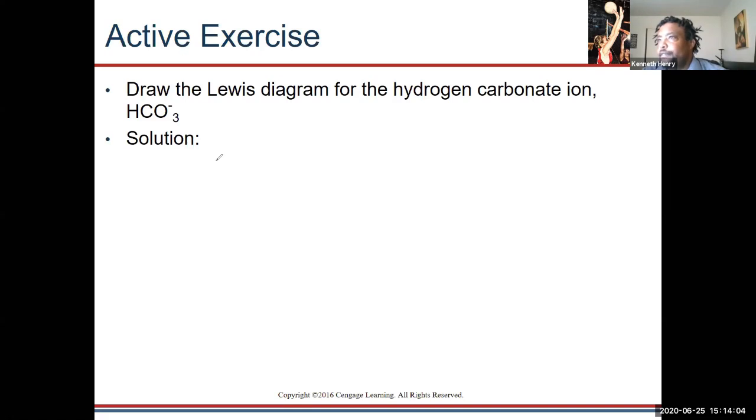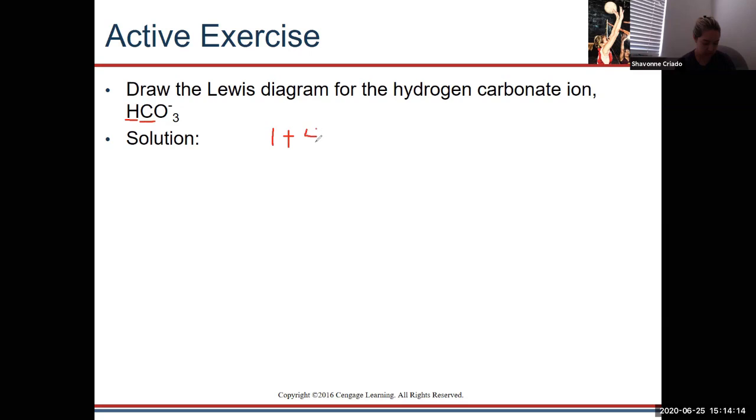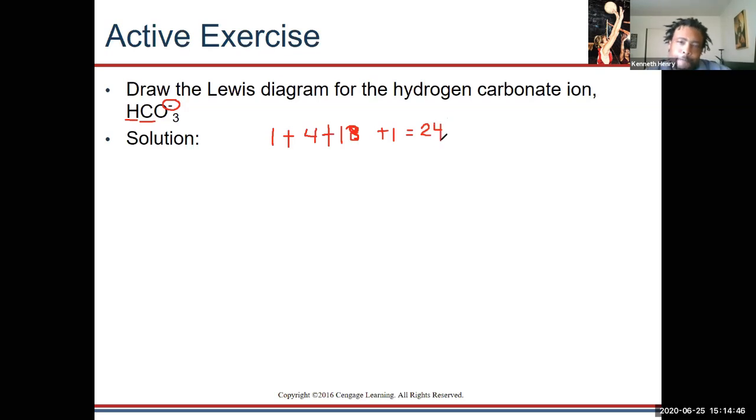Okay, let's see. So we have one from hydrogen. How many do we have from carbon? 4. How many from 3 oxygens? 18. Oh, I think I did my math wrong. Okay, so we have 18. 20. Oh yeah, it is 24, right? Because then you add one, and then we have a single minus charge, so we add one. So we have a total of 24. So you're correct. Okay, so now that we've done 24, we have 24.